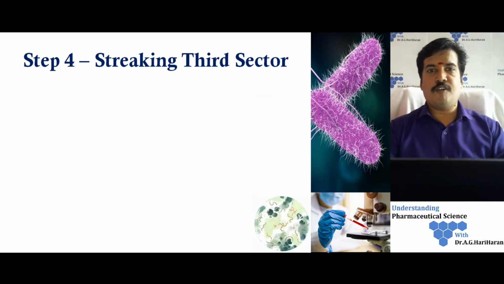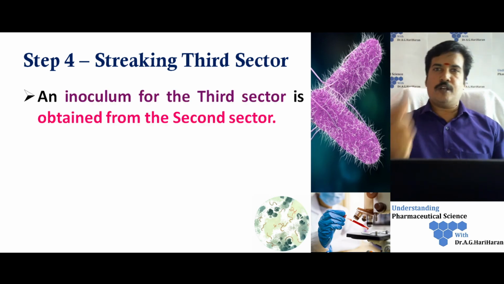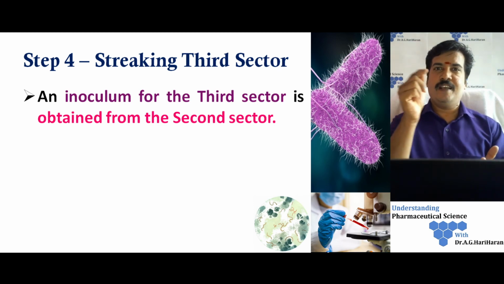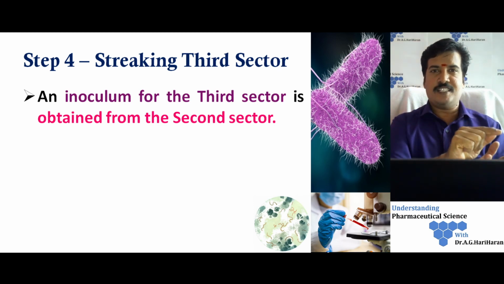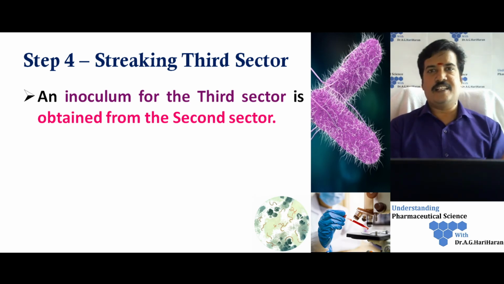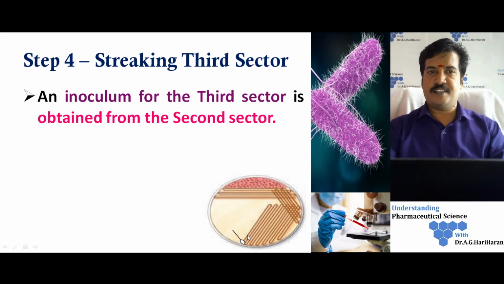In step 4, we streak the third sector. Similarly, the inoculating loop is sterilized once again and the petri dish is slightly rotated. Then the endpoint of the second sector is touched, we get a loopful of inoculum, and it is streaked in the third sector. You can see this in the picture. So we have streaked the third sector.